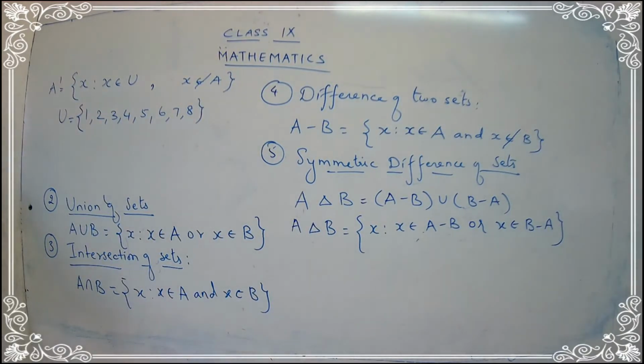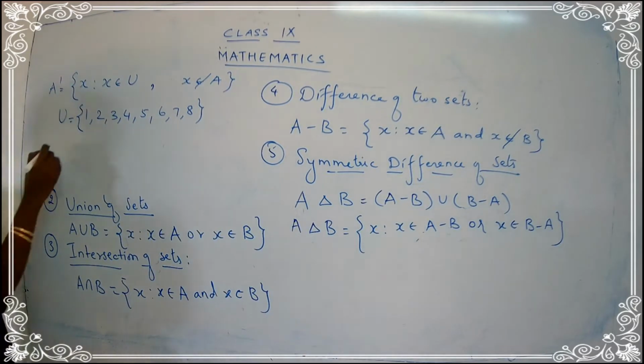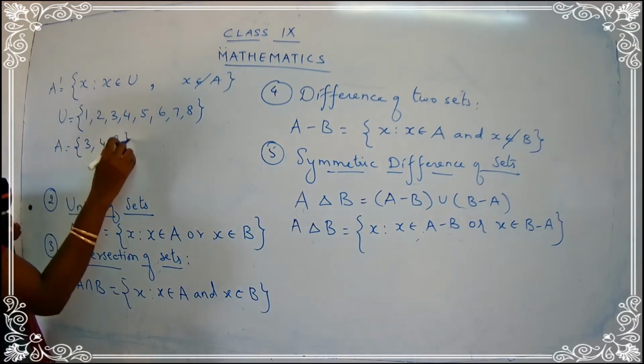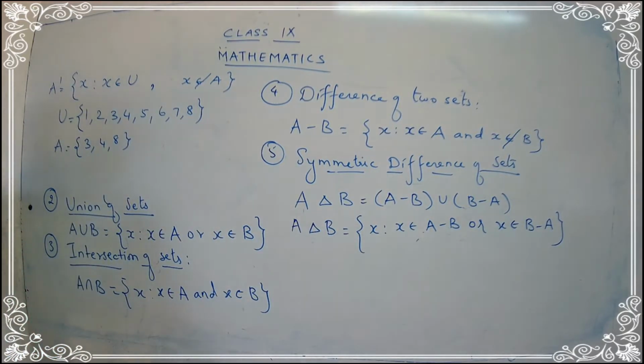Now, I just give you one more set. I give you here a set A, which is 3, 4, 8. Clear, children? So what information is given to you? You are being given U and also you are given A. Now the question is to find the complement of A. What are we going to do? We are going to find the complement of A. That is, I am going to find out A dash.